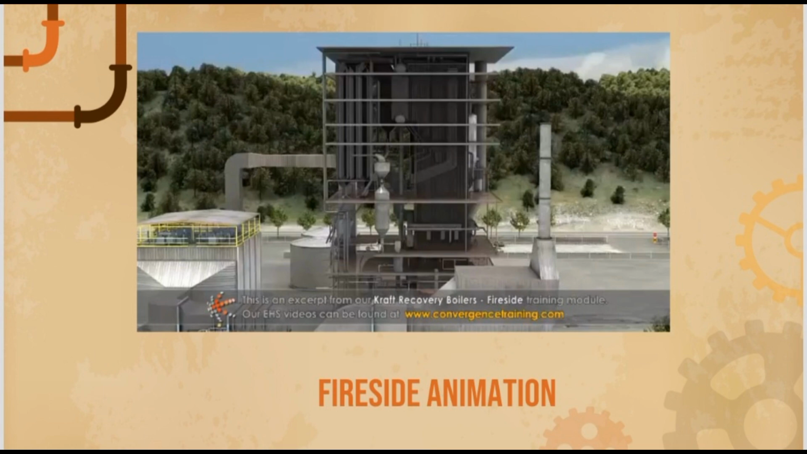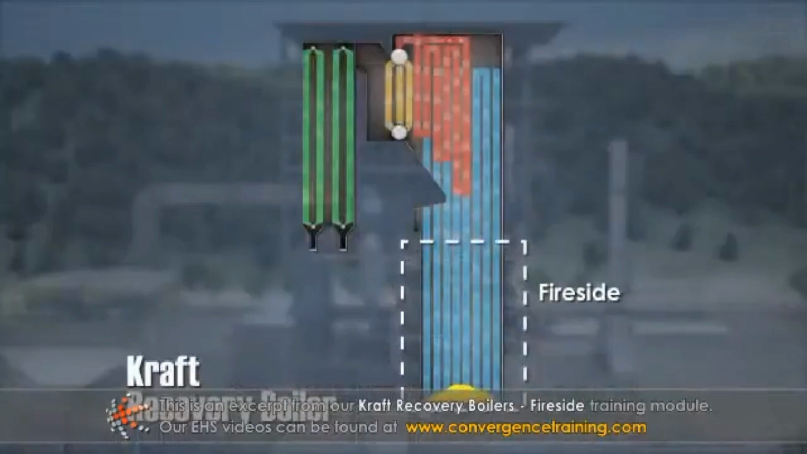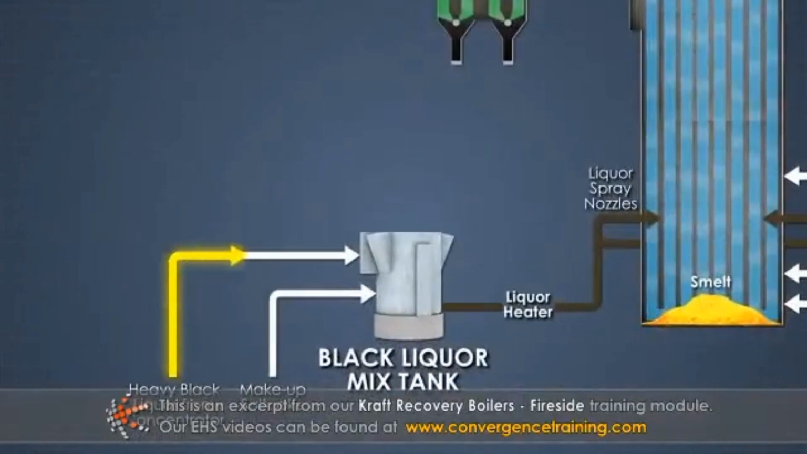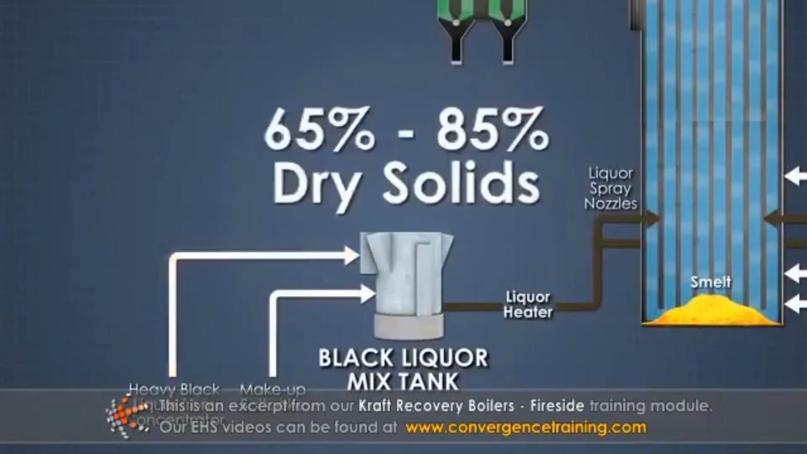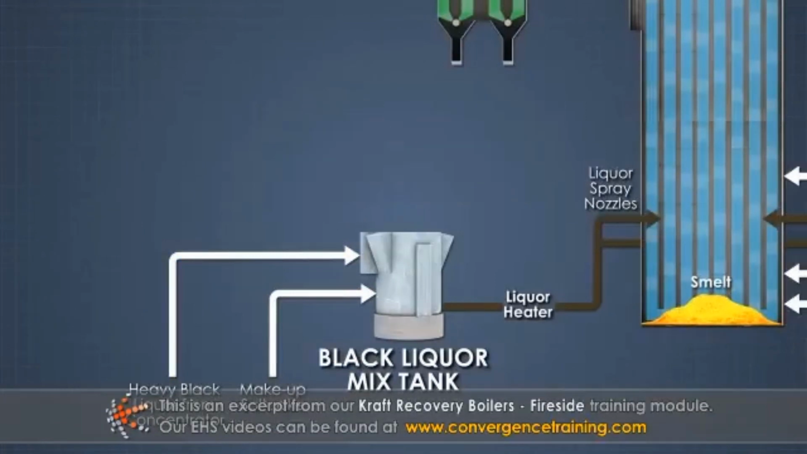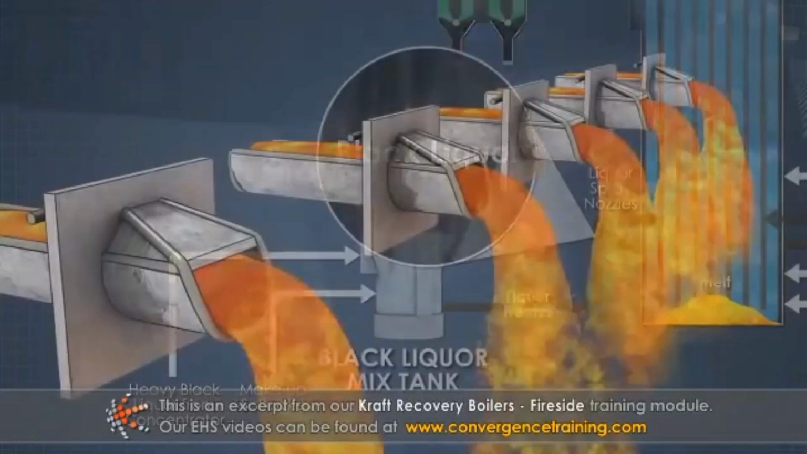The fire side of the recovery boiler is where the combustion of the strong black liquor and the chemical recovery process simultaneously take place. Strong black liquor enters the recovery boiler from the brownstock washers containing 65% to 85% dry solids. The recovery boiler uses strong black liquor as its main fuel and, during normal operation, functions with black liquor as the only fuel.